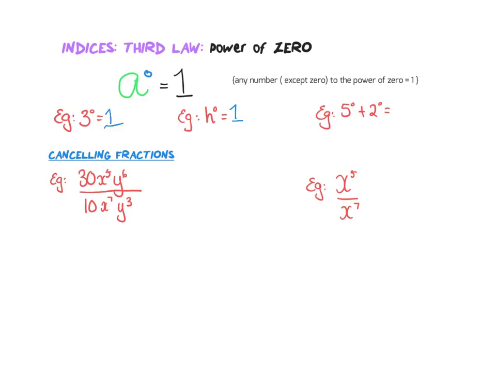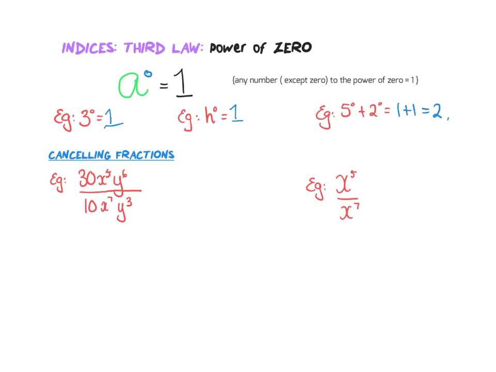So here if we had 5 to the power of 0 plus 2 to the power of 0, well, that's the same as saying 1 plus 1, which we can say is 2. So all pretty simple. So we're going to have a look at cancelling down fractions and doing that a little bit more because we've been doing a bit, but it's probably a bit more challenging.